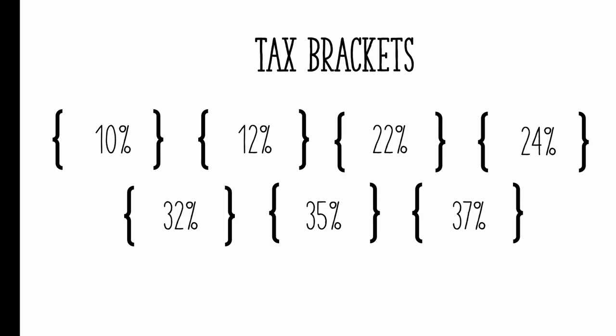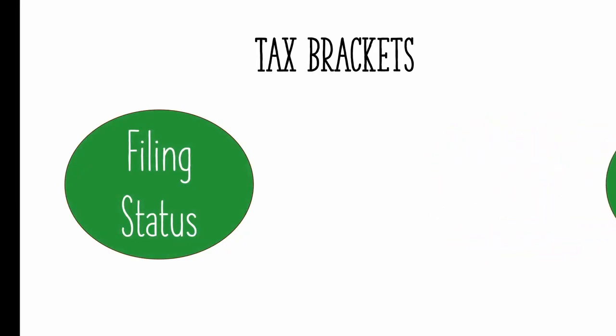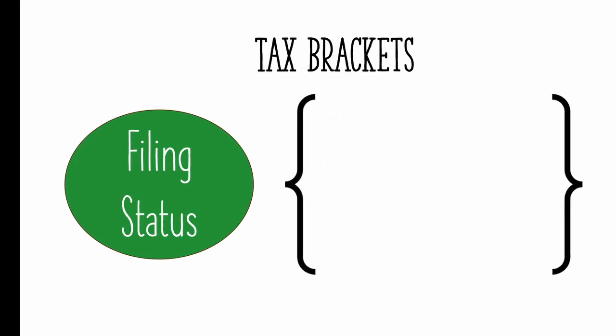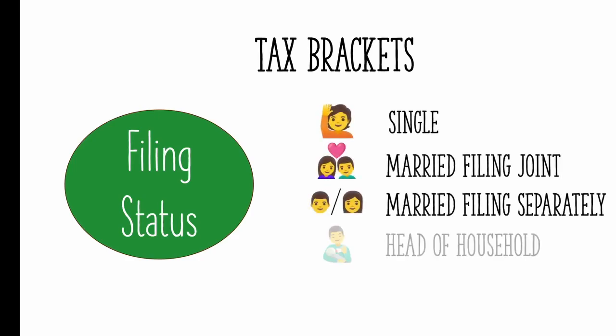There are 2 primary factors that determine which bracket you might fall in: your filing status and your taxable income. You declare your filing status on your tax return, and it determines the range or the width of the brackets which you will use. You can claim one of 4 filing statuses: single if you're a single wage earner with no spouse or children; married filing jointly if you're married, you're eligible to claim this status; married filing separately, most often used when a married couple is going through a separation or divorce.